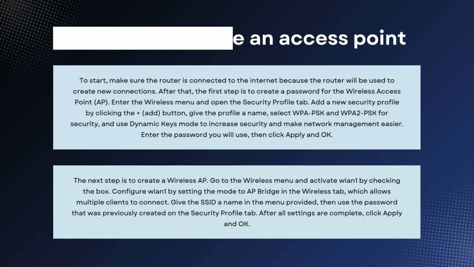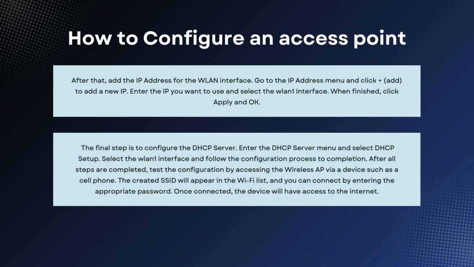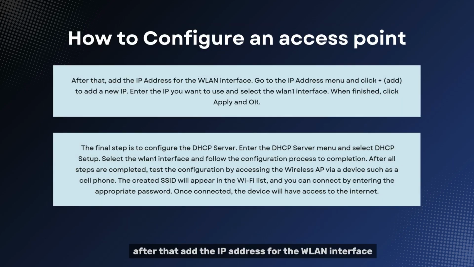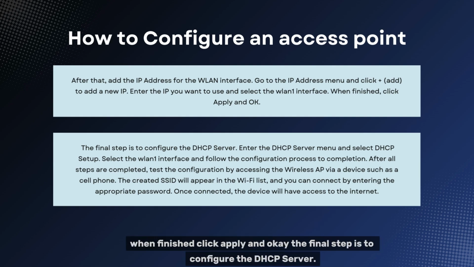After that, add the IP address for the WLAN interface. Go to the IP address menu and click Add to add a new IP. Enter the IP you want to use and select the WLAN 1 interface. When finished, click Apply and OK.